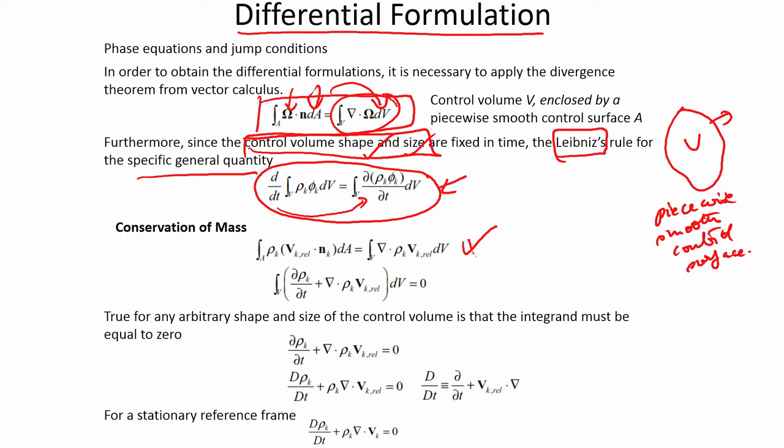Initially, there were two terms. For example, the flux term in the case of conservation of mass, that is the flux term across the control surface, is now converted to the corresponding divergence of this particular quantity. And if we apply this transformation, everything is now on a volume basis. The integral now becomes only with respect to volume; there is no area.